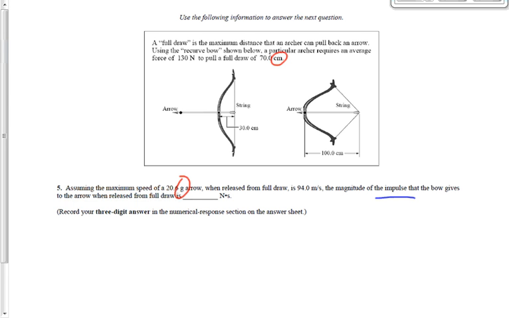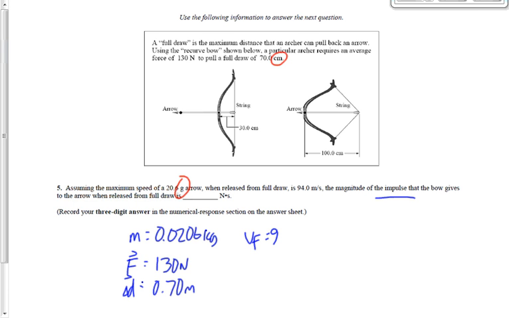Let's write down some givens. We got a mass here of 0.0206 kilograms, or you could say 20.6 times 10 to the minus 3. We've got a force here of 130 newtons. We've got a displacement here of 0.70 meters, although it turns out we're not going to need that. We've got a VF of 94 meters per second. That's how fast the arrow is moving when it's released. We want to find impulse, delta P.